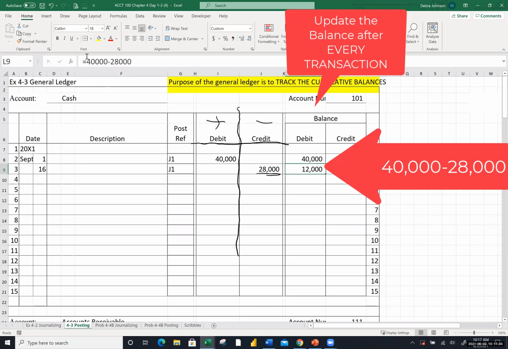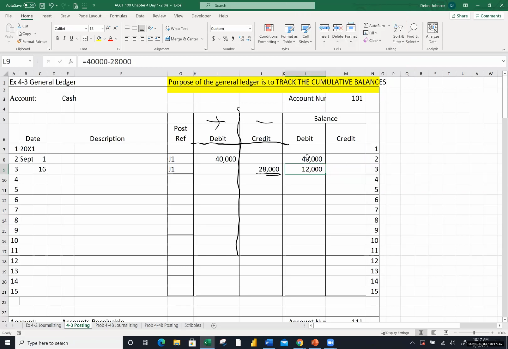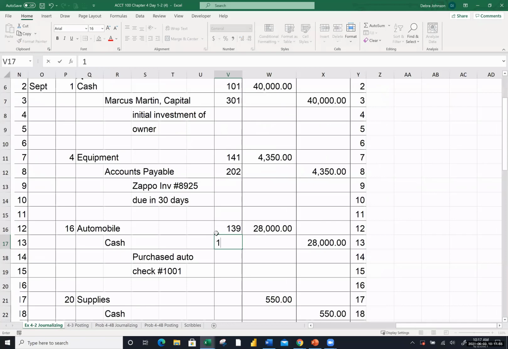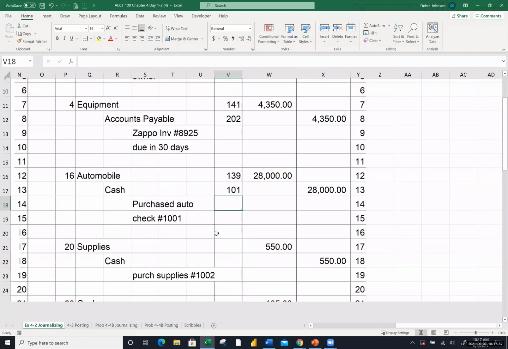So what I did, Ulysses, right here in the formula bar up here, you'll actually see my calculation. It was 40,000 less 28,000. Started with 40 and then decreased it by 28. Let me put my reference of 101 in over here. And we're going to go do a couple more to make sure that we get it.